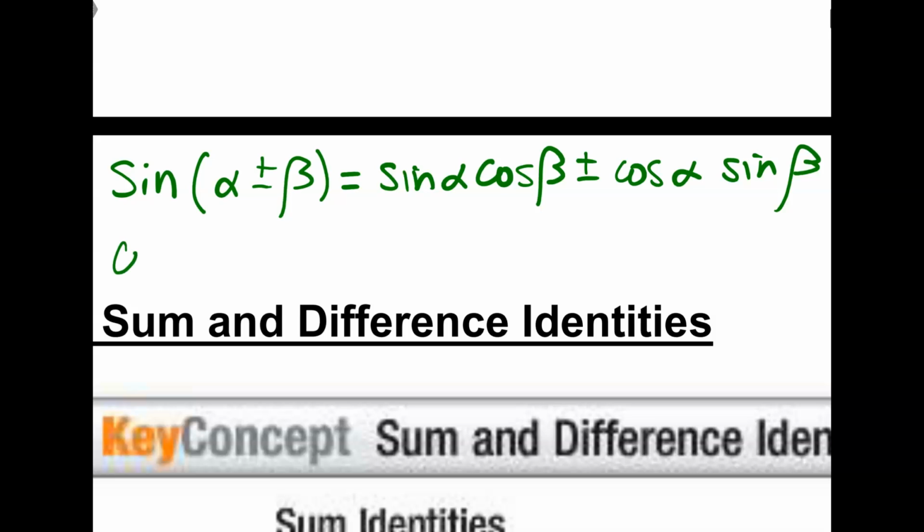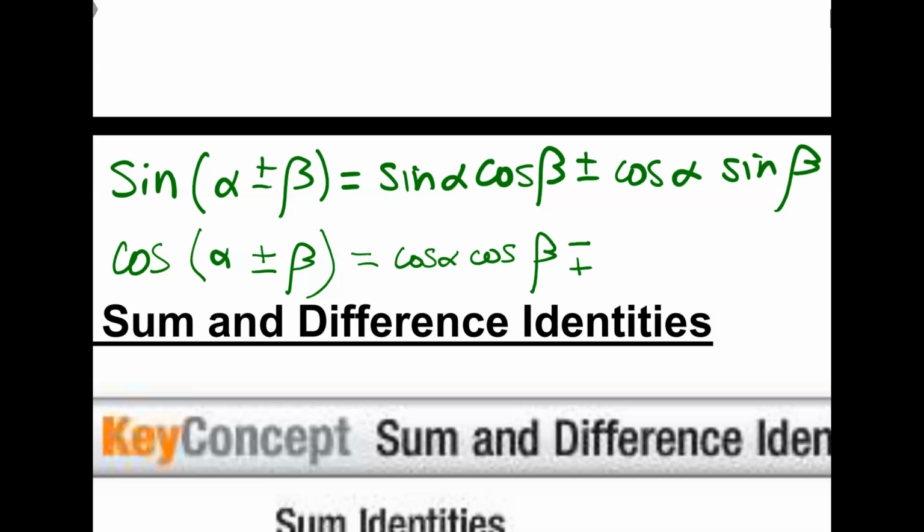And why is this important? Because when you do cosine of the addition of two angles, it's actually subtraction in between them. And when you do cosine of the subtraction of two angles, it's an addition. Is this useful? Yes. But also, you have your sheet, so whatever.